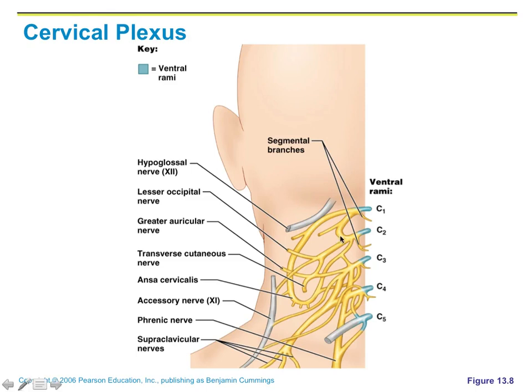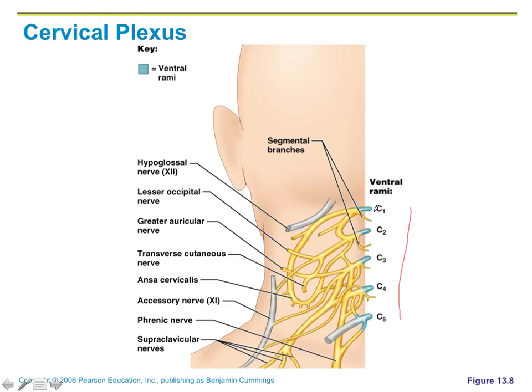So we can see this slide. Wow, this is very complicated. So how do I memorize this? First of all, we have five cervical spinal nerves. Let us take a look from this side. We have five spinal nerves, the first being C1, C2, C3, and so on.